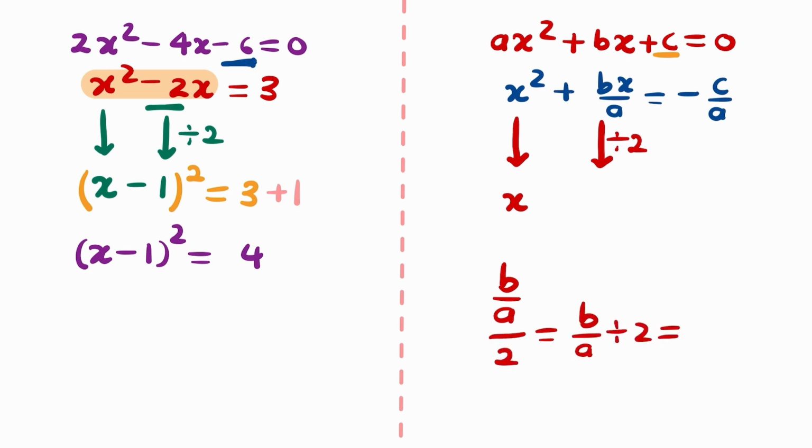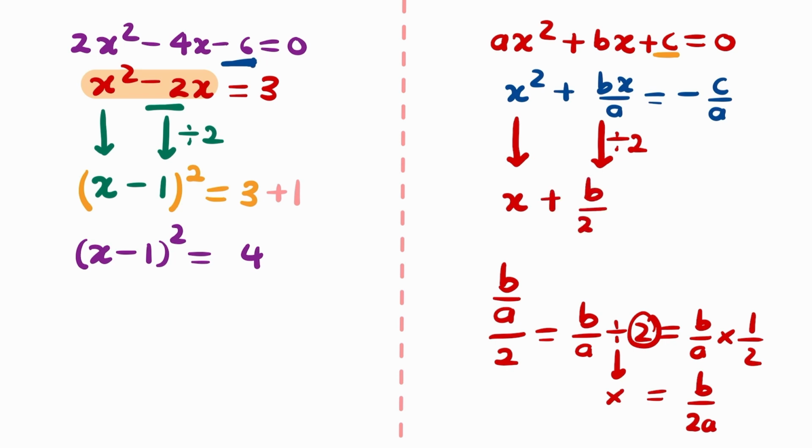In order to simplify this, we have to convert this divide sign into a multiplication sign. So in order to do that, we need to take the reciprocal of 2. The reciprocal of 2 is 1 over 2. We can multiply now. B and the denominators multiplied will give us 2a. So half of b over a is b over 2a, giving x squared plus b over 2a.